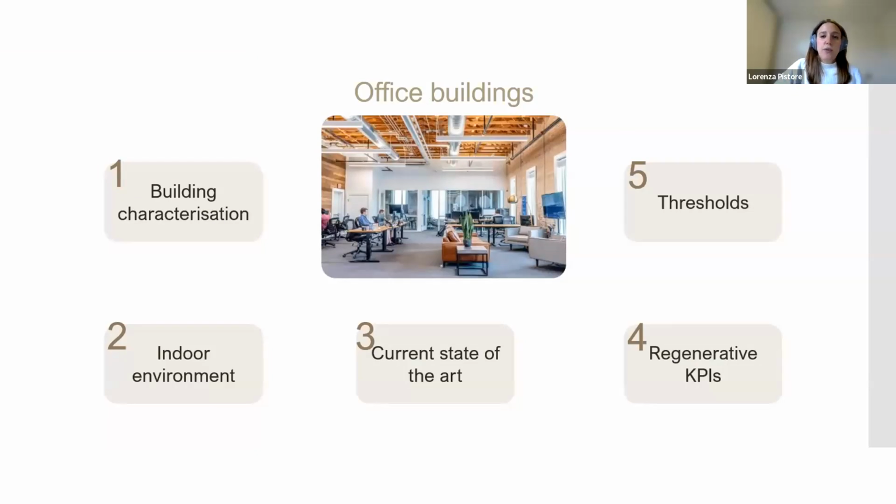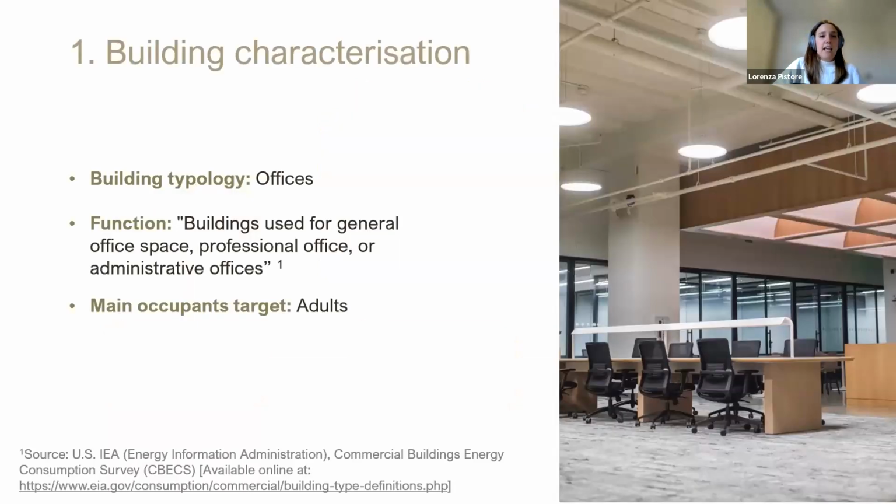Here are the steps that we follow to build this framework. First of all, the building characterization. Secondly, the characterization of the indoor environment. Then we looked at the current state of the art regarding the indoor environment. Then we moved to the identification of some regenerative KPIs, and then we built some thresholds for those regenerative KPIs. So the building characterization was actually probably the easiest part.